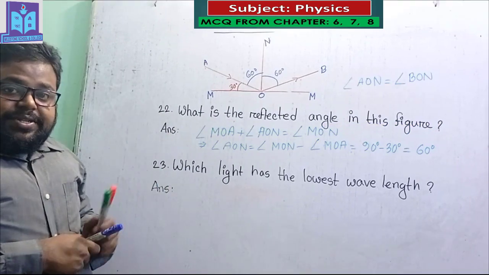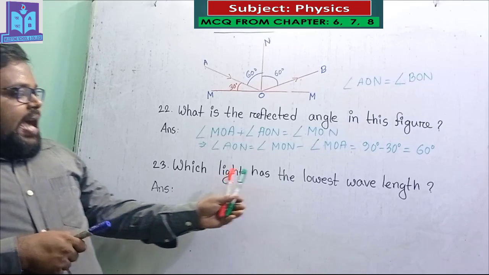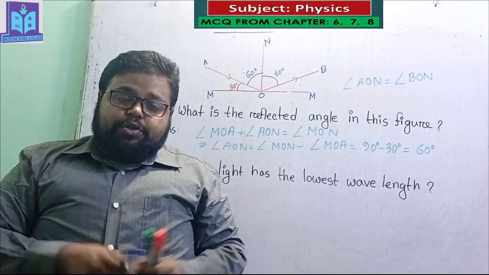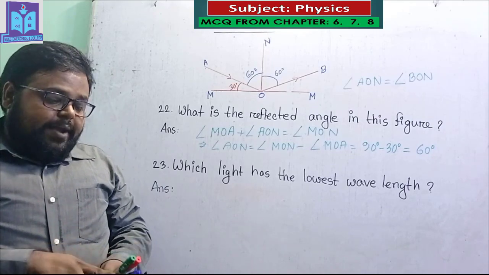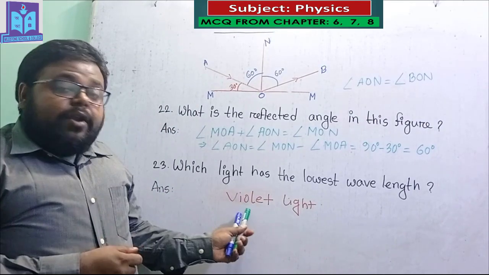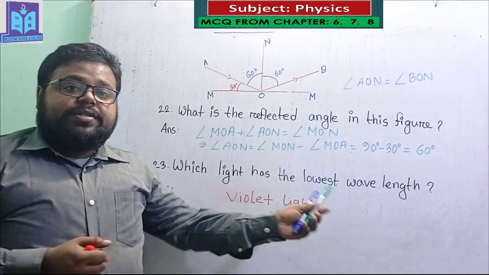Okay, number 23 question, which light has the lowest wavelength? Do you know which light has the lowest wavelength? Okay, violet light has the lowest wavelength.